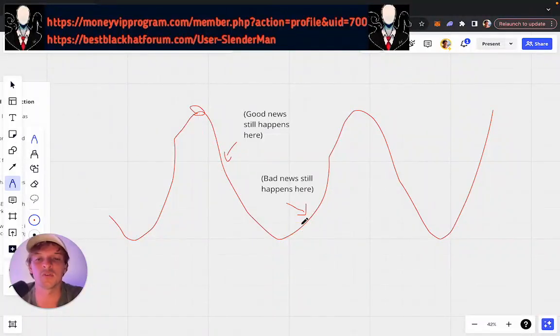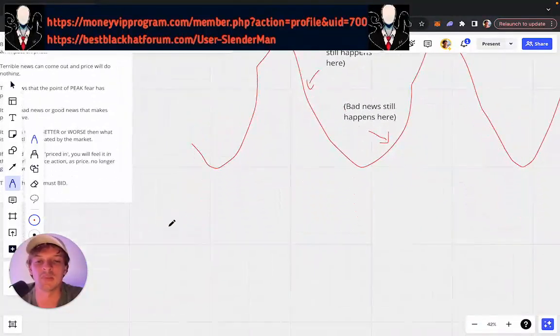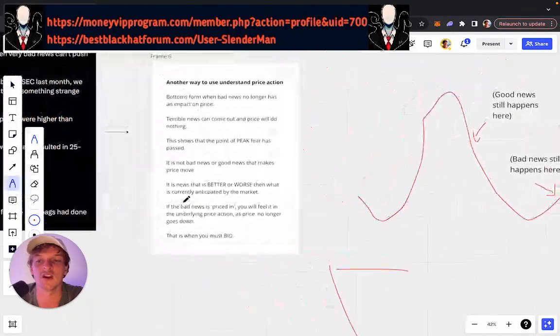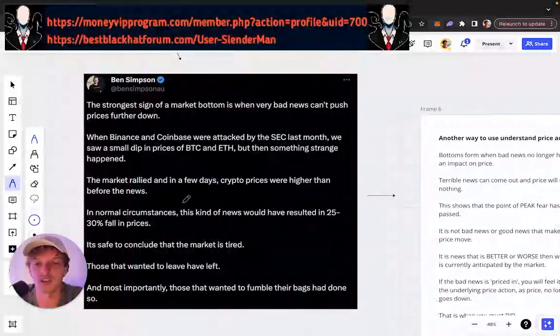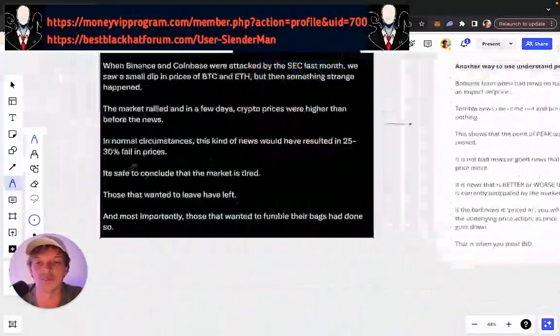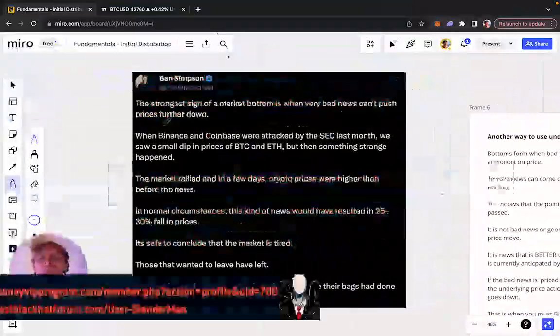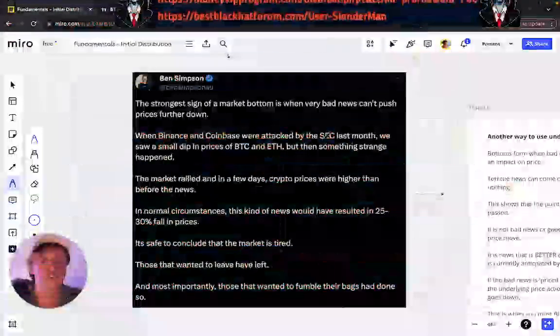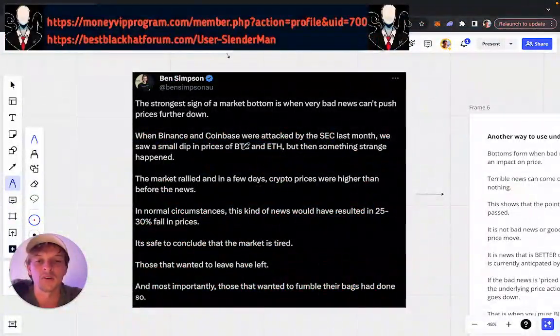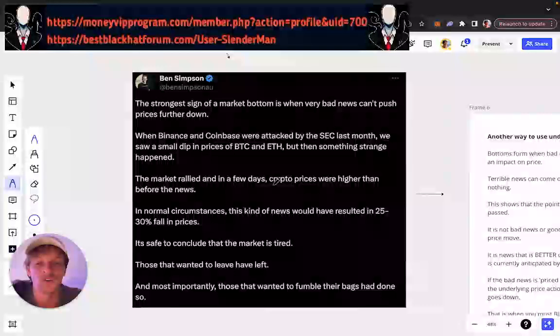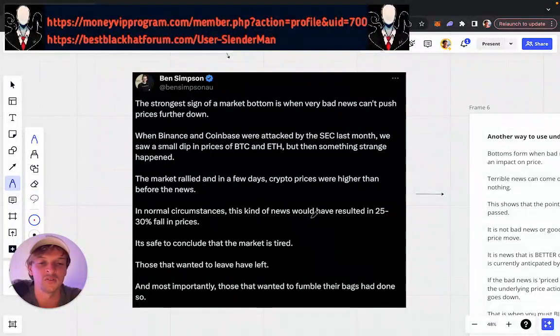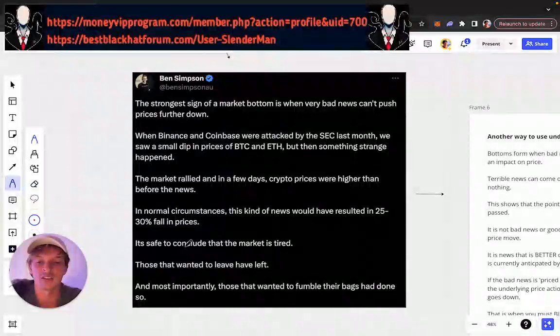And so the same thing for picking outlier coins. If you see Bitcoin taking the bad news and going down and your coin going sideways, it's a sign of a market bottom. It's a sign of at least that coin having a bottom, right? And he gives another example here. When Binance and Coinbase were attacked by the SEC last month, we saw a small dip, but then something strange happened. The market rallied, and in a few days, the prices were higher than before the news. In normal circumstances, this kind of news would have resulted in a 30% fall in prices.